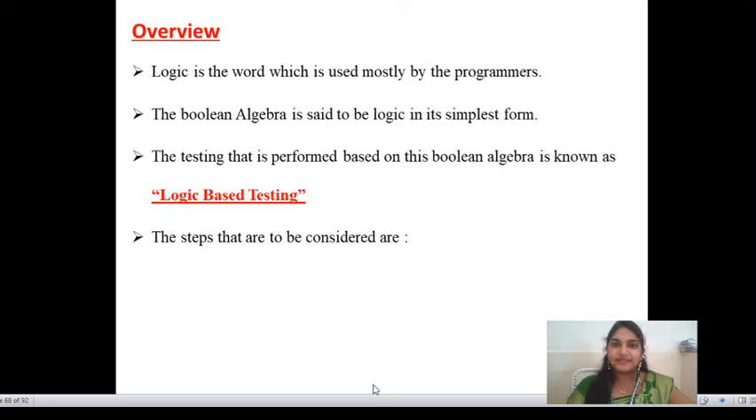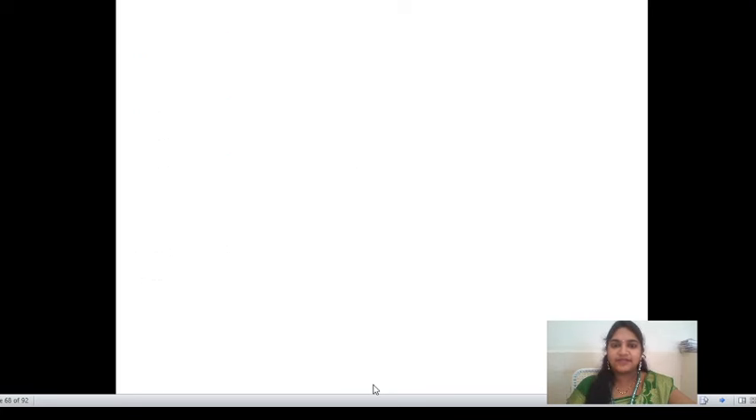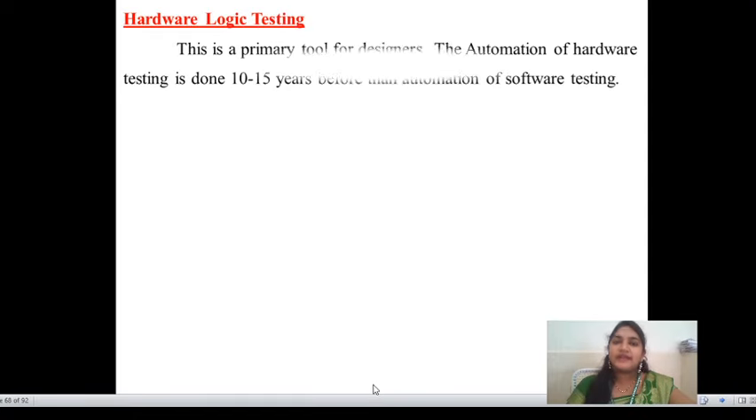So what are the steps that are to be considered? Hardware logic testing, specification systems, knowledge based systems. These are all the steps that are to be considered. So what is meant by hardware logic system? Generally, it is a primary tool for designers. Whatever the designers should perform, that is the primary tool. This is the way to define the primary tool as logic based testing.